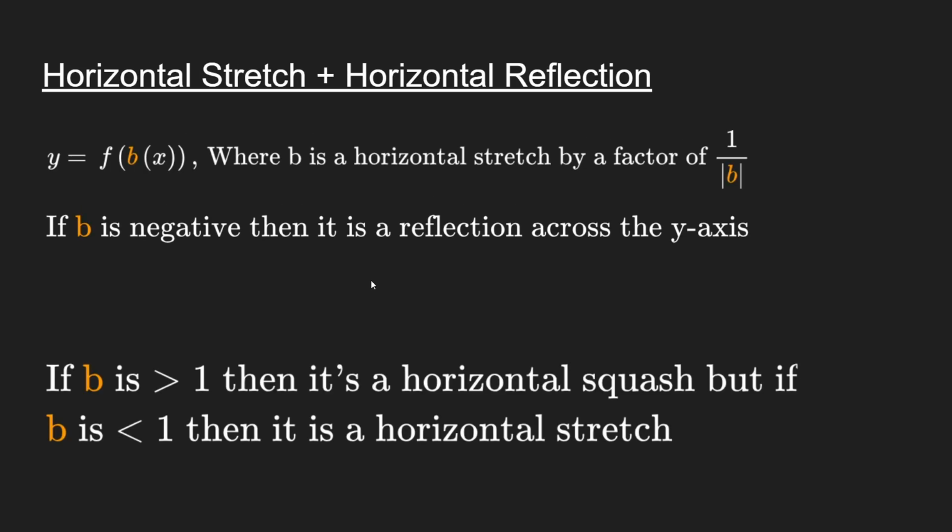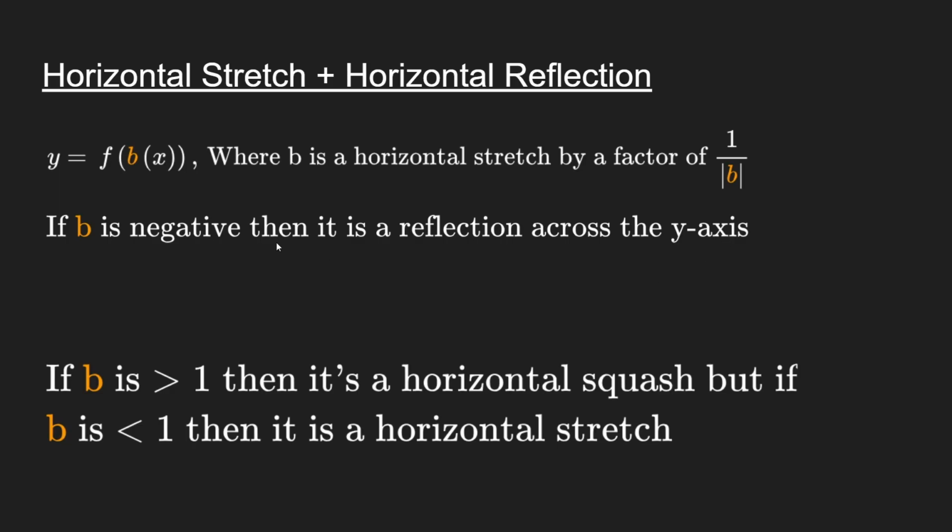So let's move on to horizontal stretches and reflections. So in mathematical words, it's your b multiplied into your x. So instead of being on the outside, it's inside the x. So where b is the horizontal stretch by a factor of 1 over the absolute value of b. So that's just what we looked at in Desmos. To determine the horizontal stretch, you just divide 1 by b. And that's how you figure out how much you have to multiply your x values by. So if b is negative, then it is a reflection across the y-axis. Yep, that makes sense. We learned that in the reflections video.